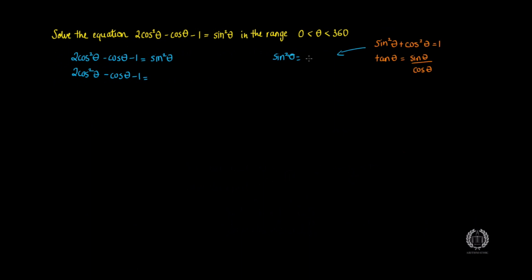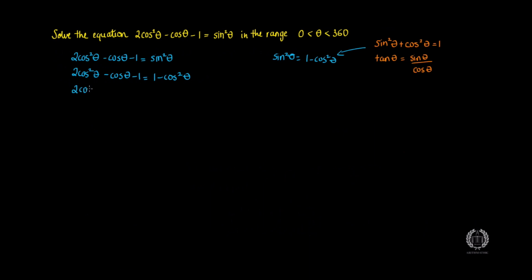So you're going to have 1 minus cos squared theta, okay? And now, instead of writing sine squared theta, can you not just put 1 minus cos squared theta? Do you guys see that? And can you see now, look, everything's in terms of cos. So now I'm going to bring everything to the left-hand side so we can get a quadratic.